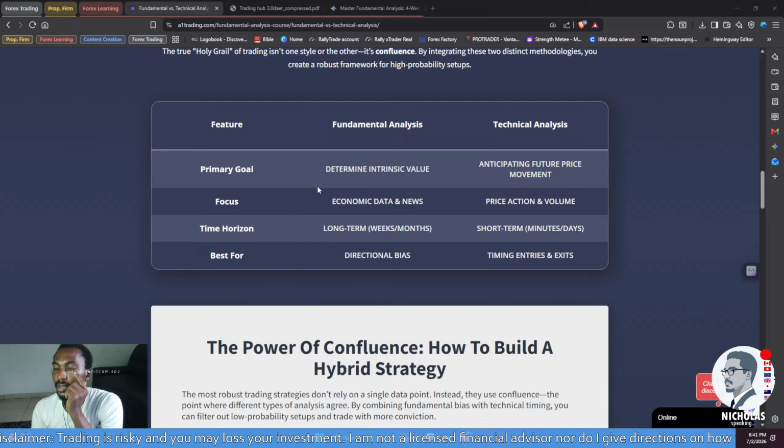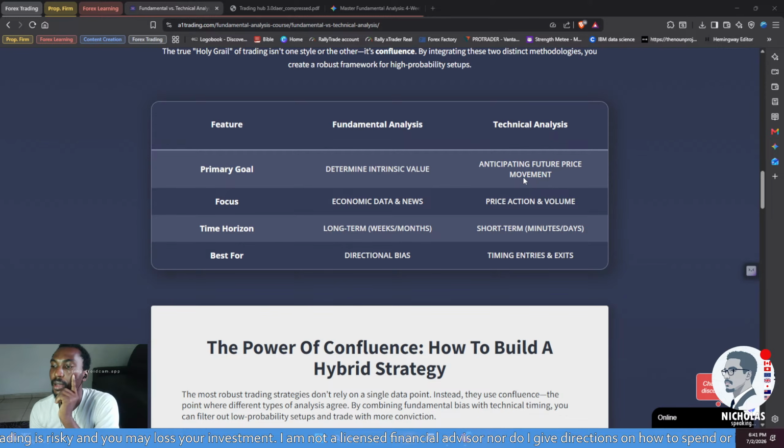Okay, so it says time horizon, long term, all the way to weeks to months, while technical chart analysis can give you short-term views such as minutes and days.